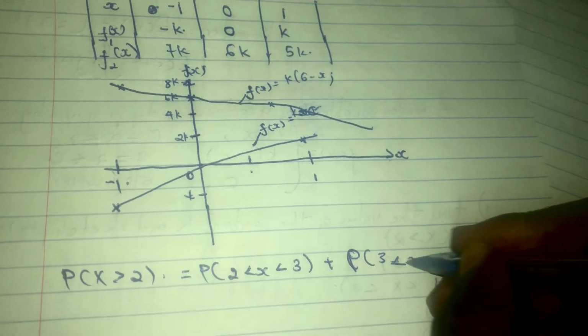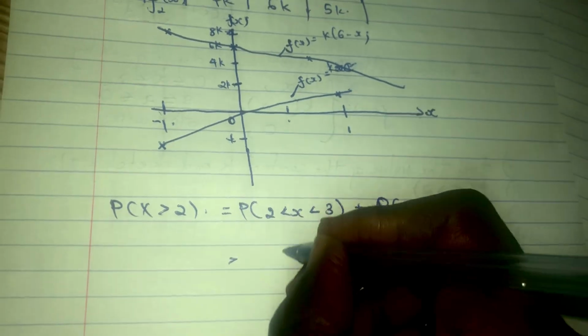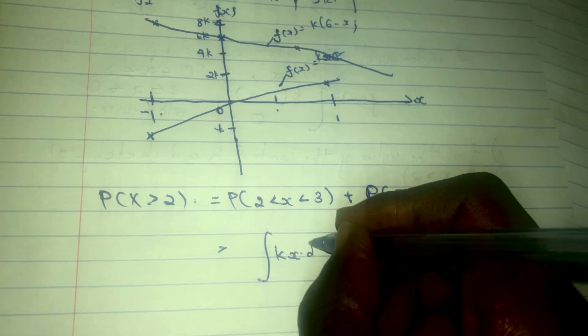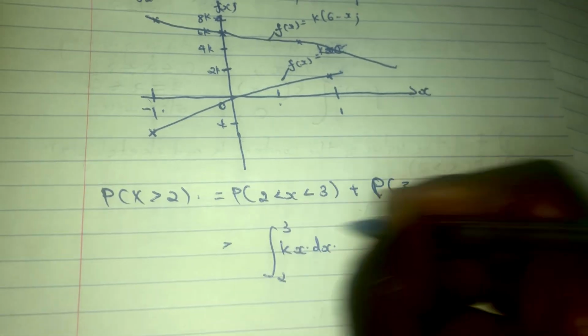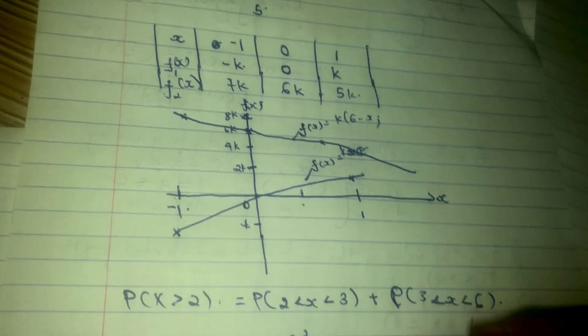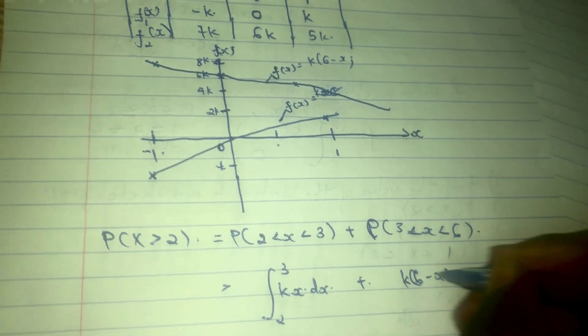Are we doing the probability from 3 to 6? Are we together? So we shall integrate our first one from 2 to 3. Remember, we are integrating kx dx, from 2 to 3, plus, because the interval from 2 to 3 is actually this. Then from 3 to 6, we shall integrate this out together, which is plus k times (6 minus x).